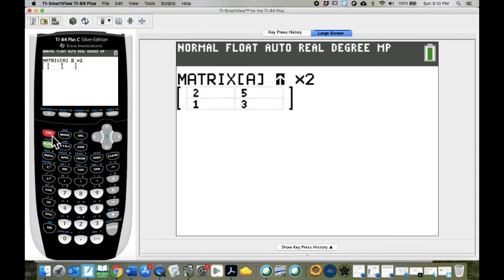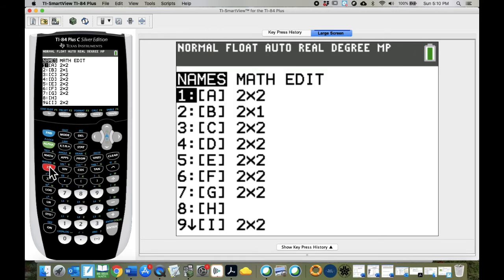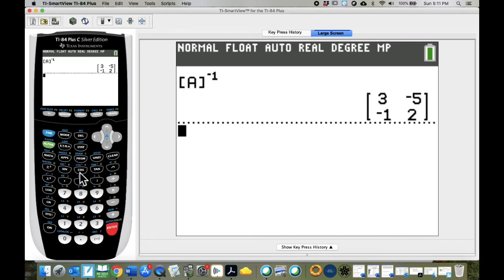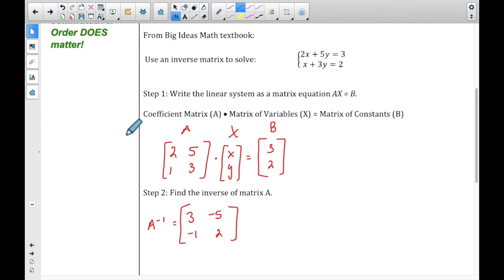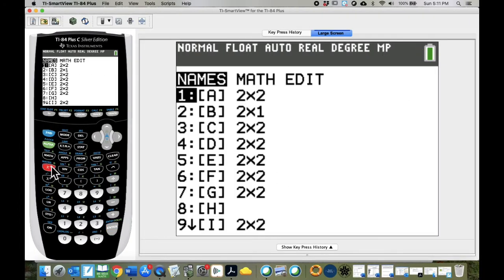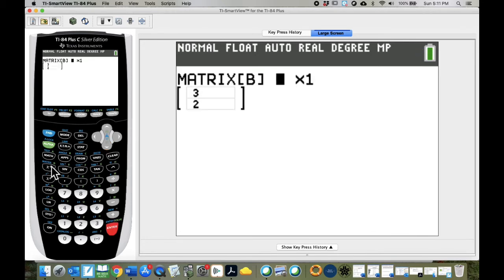I'm going to quit out of here. And now I'm going to find what is the inverse of that matrix. So I'm going to go to second matrix names, and I'm going to say A. And I want the inverse of it, enter. I'm going to write this down: 3, -5, -1, 2. Okay, now I'm going to put this matrix into my calculator for B. So I'm going to go to second matrix, edit, B. And I'm going to put in the matrix 2 by 1, and it is 3, 2. All right, I'm going to quit out of here.